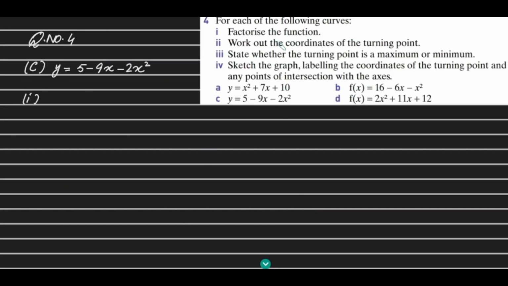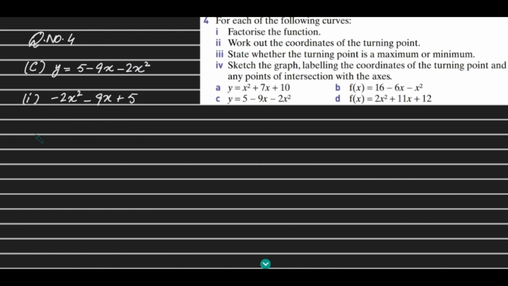Question number 4. For each of the following curves, factorize the function. Now I will solve part C, y equals 5 minus 9x minus 2x squared. At first, I write it in descending order. So I write minus 2x squared minus 9x plus 5.